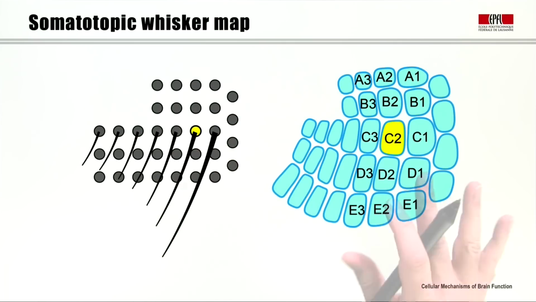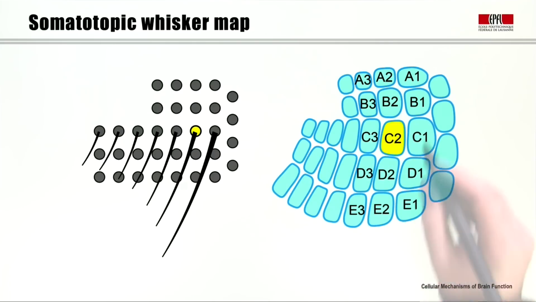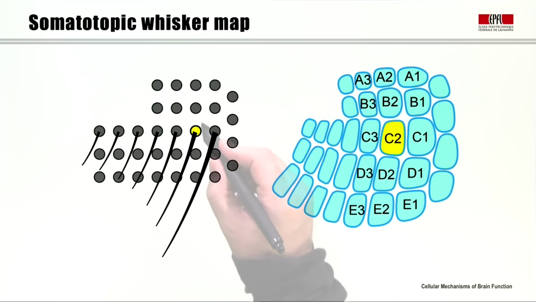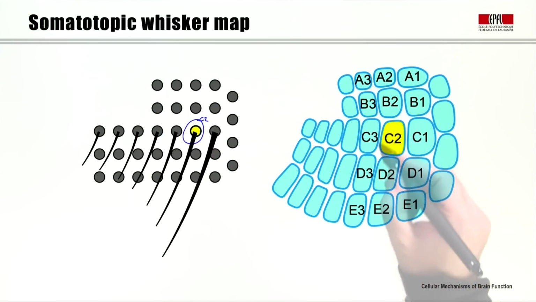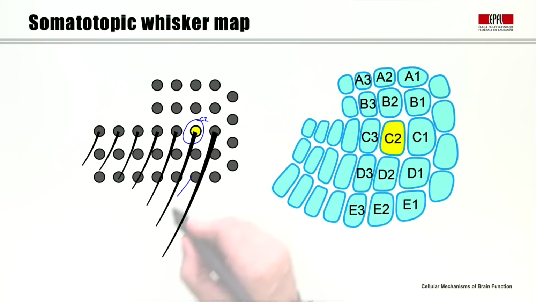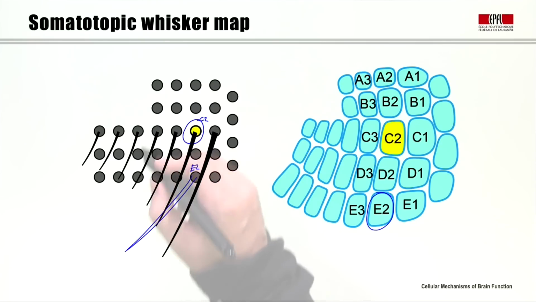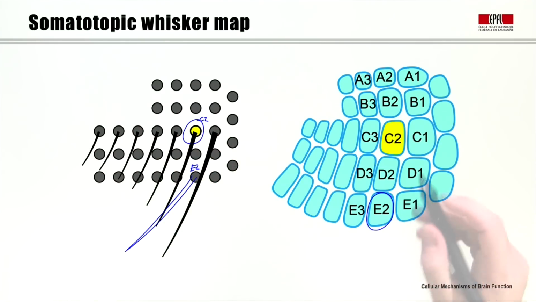The layout of the whiskers is precisely mirrored by the layout of the so-called barrel columns in the primary somatosensory cortex. So the C2 whisker representation is mapped onto the C2 barrel column, and the E2 whisker that's located here maps onto the E2 barrel column representation in primary somatosensory cortex. And so by stimulating different whiskers on the snout of the animal, we'd also expect that the initial localization of the sensory response should also move around in a somatotopic manner on the surface of the cortex. And that's exactly what we can see with voltage-sensitive dyes.